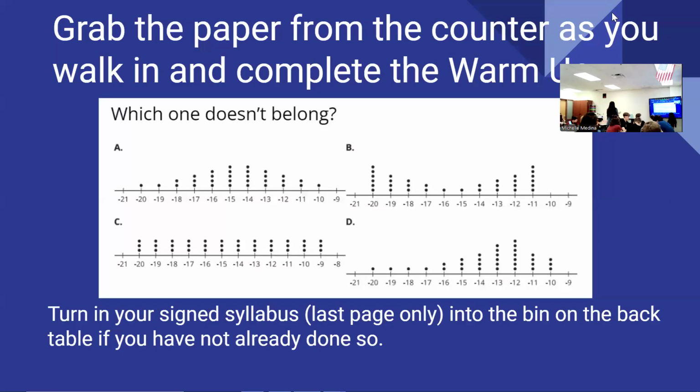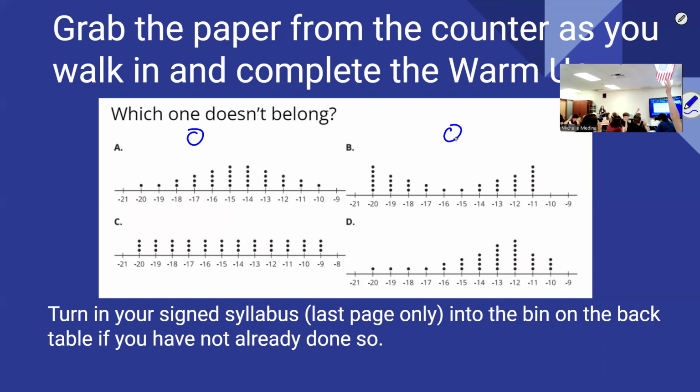First, we're just going to take it to a vote. So raise your hand if you think that A does not belong. You all think this one belongs. Raise your hand if you think that B does not belong. Raise your hand if you think that C does not belong.